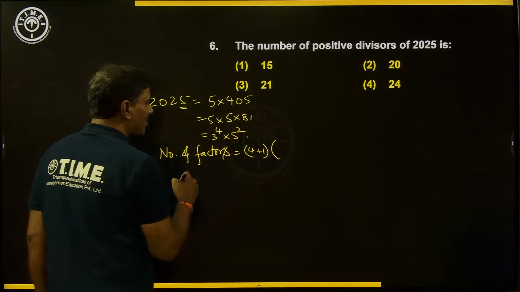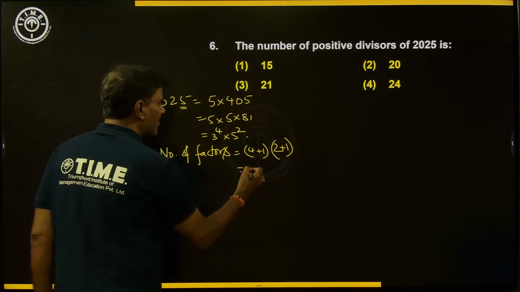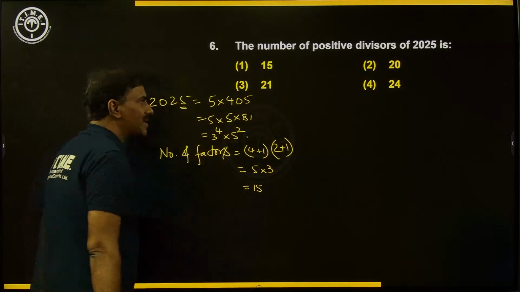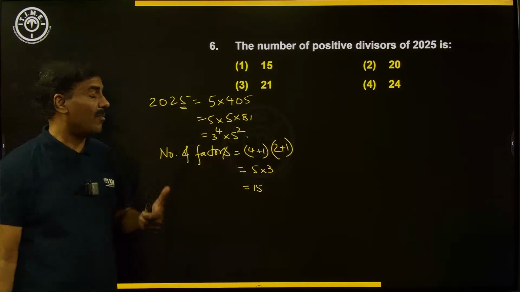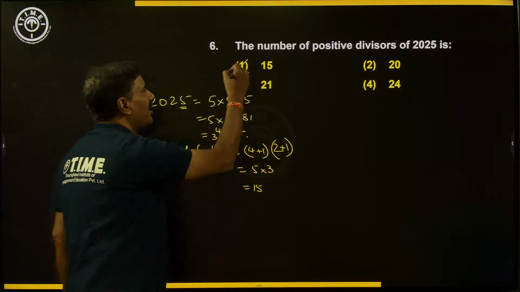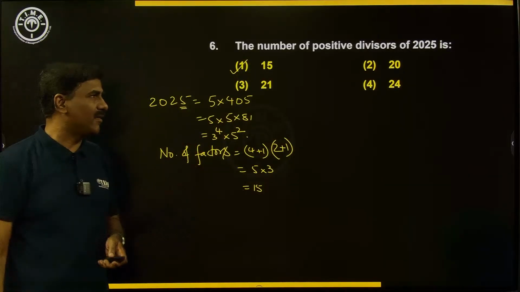Whatever be the index for each of the numbers, add 1 to them, then multiply those numbers. Here the index is 4, so 4 plus 1 is 5. Here 2 plus 1 is 3. So it will become 5 into 3, which is 15. So the number of positive divisors that 2025 has is 15.